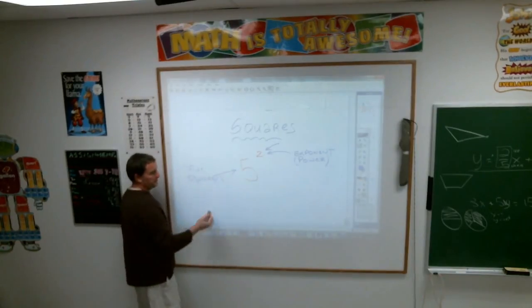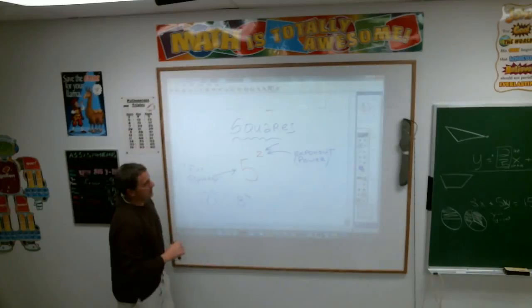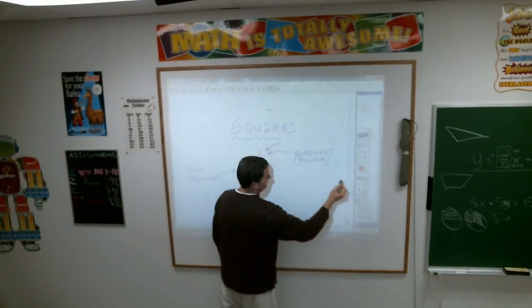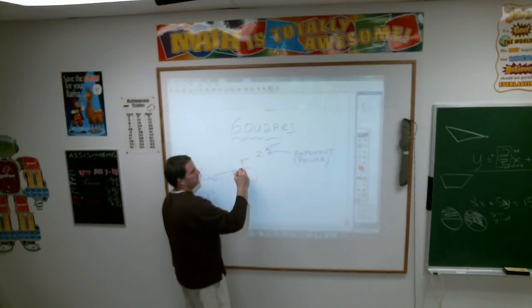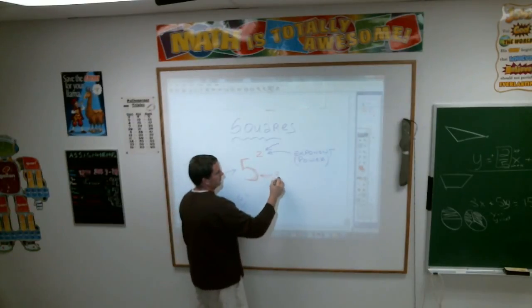When you see this, it's 5 squared. This would be 7 squared, 8 squared, whatever squared. The 2 is the exponent or the power. The 5 is what's called the base number.